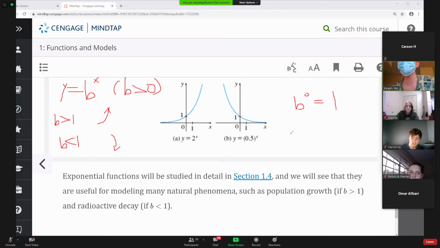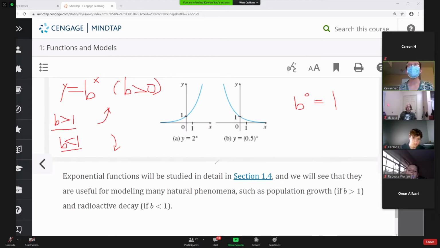Everybody should remember how to sketch this. Remember, if b is larger than 1, the graph is increasing. If b is less than 1, the graph is decreasing. Now, look at the domain for these two functions. It's easy to see from the picture. Remember, domain is all the possible x values. So look at these two pictures. What is the domain for the exponential function?